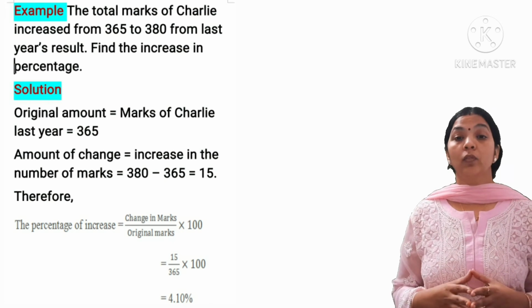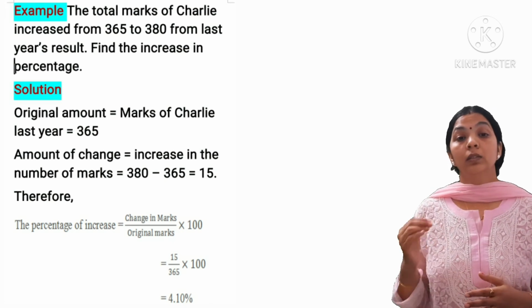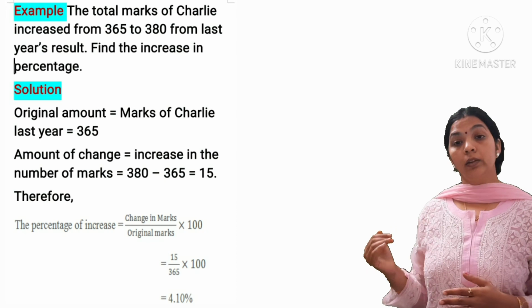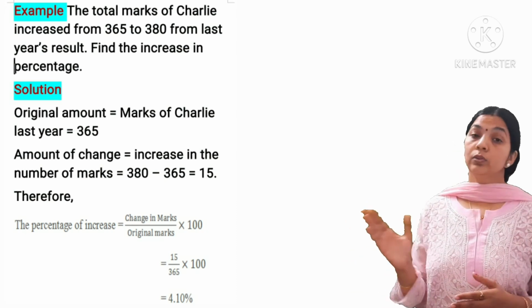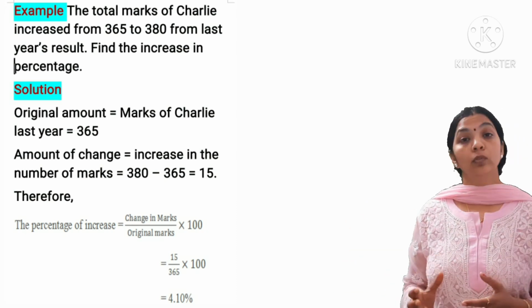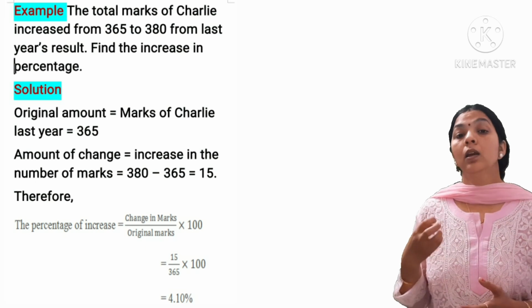The total marks of Charlie increased from 365 to 380 from last year's result to this year's result. Now, what we have to do? We have to find the increase in percentage.